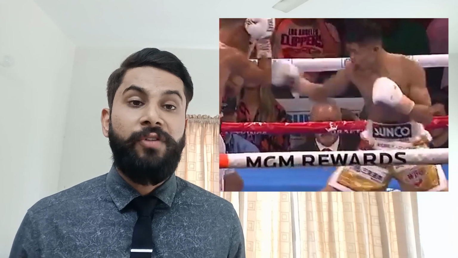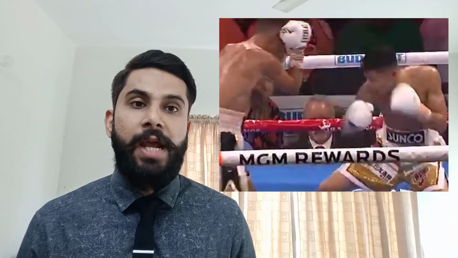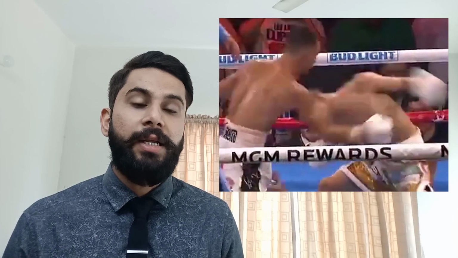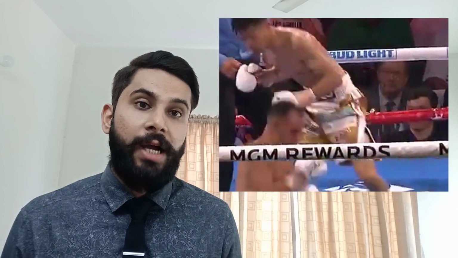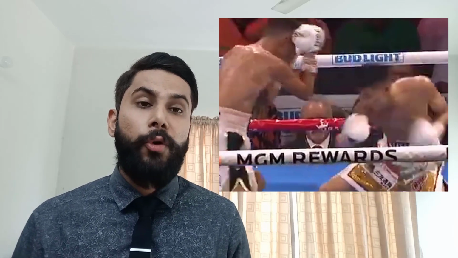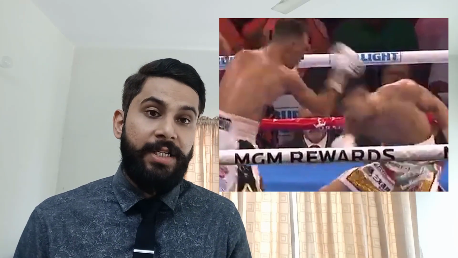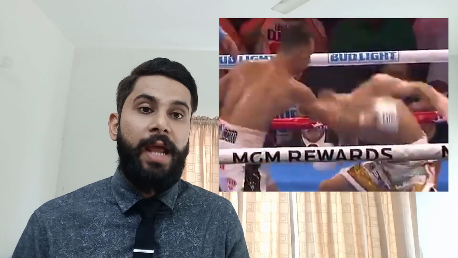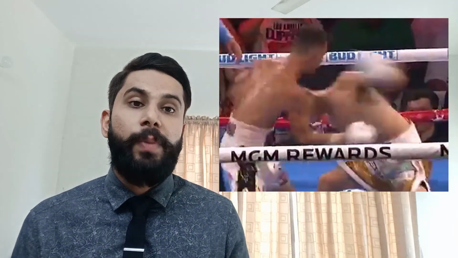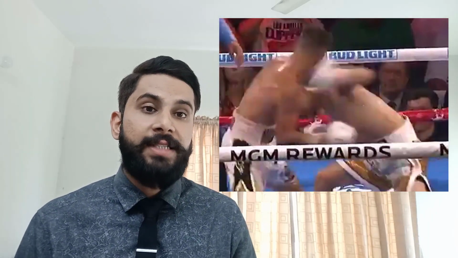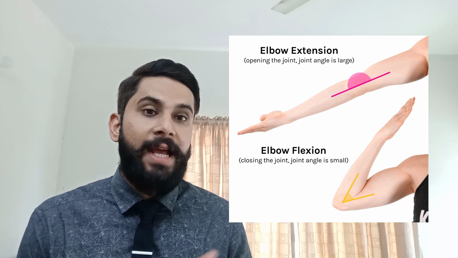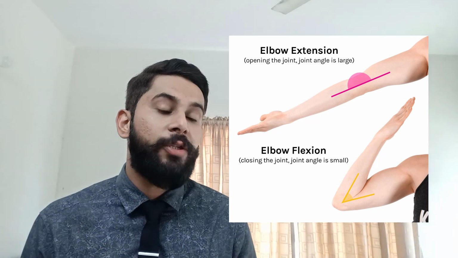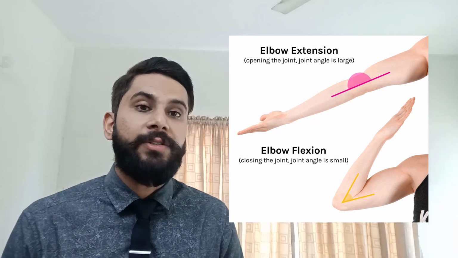So let us first have a look at the anatomy of the punch, and we can see clearly that Nakatani threw a left hook. We will be discussing what muscles and what kind of mechanics are involved in throwing this kind of punch. When Nakatani threw a left hook, there is flexion at the elbow joint, and before I move on, I will discuss the two terms, flexion and extension. Movement towards the bicep muscle is known as flexion, and movement away from the bicep muscle is called extension.